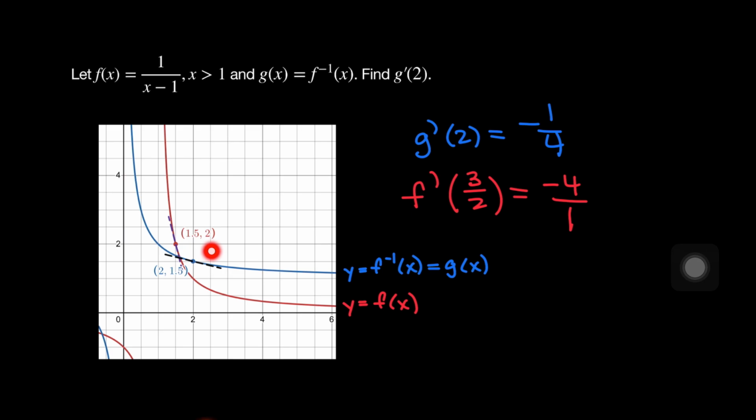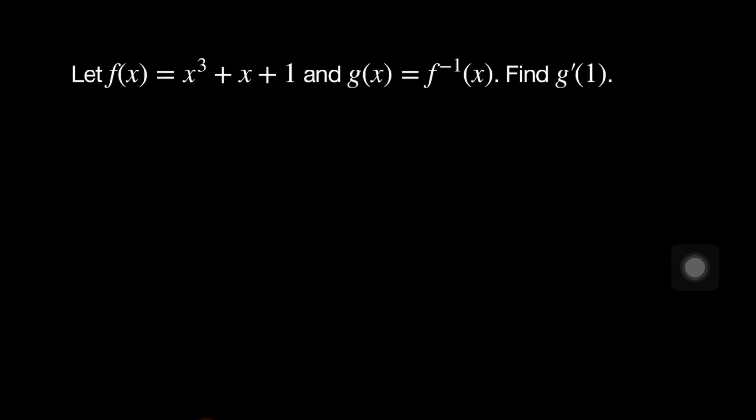Now, the original function, when y is 2, should have a slope that is the reciprocal. That is negative 4 over 1. And I can see that happening in my graph. All right, let's do another one.